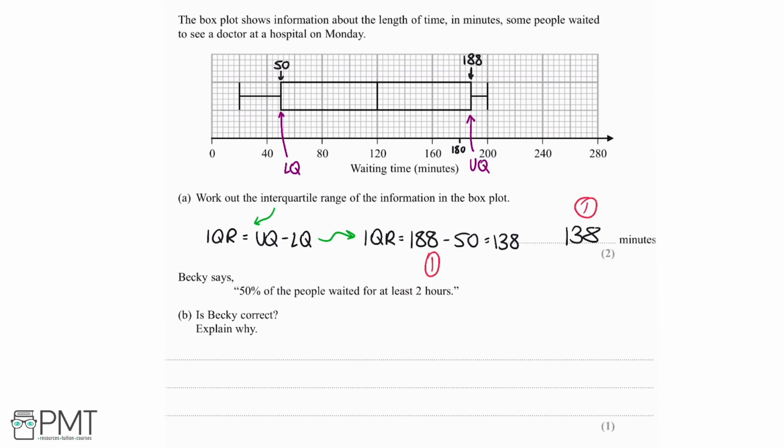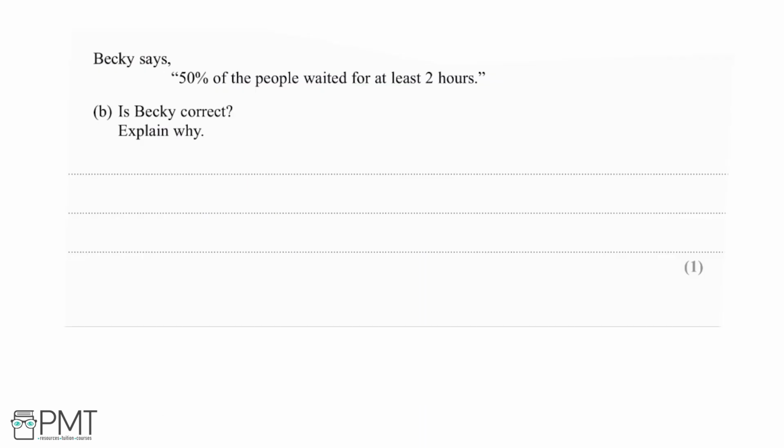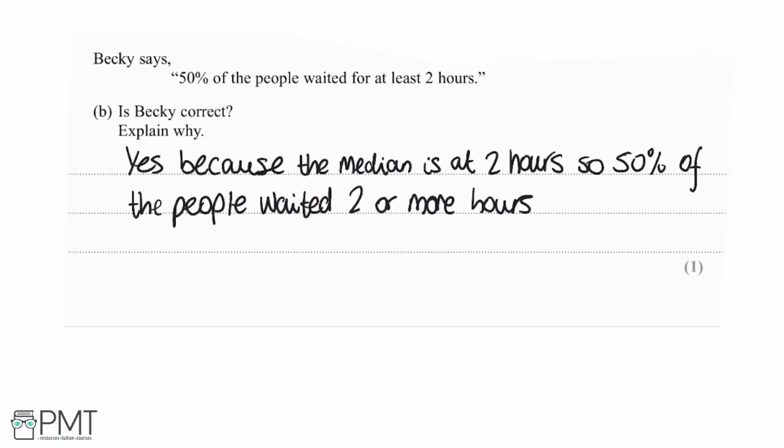So this means that 50% of the people waited more than 2 hours, and 50% of the people waited less than 2 hours. If we look at the statement, Becky said that 50% of the people waited at least 2 hours. So yeah, Becky's correct, because the median is at 2 hours. So that means that 50% of the people waited 2 hours or more. Because look at the box plot, we can see from the median at 2 hours or 120 minutes, and it spans all the way up to the highest value at 200. So 50% of the people are within that range there. So it follows that Becky's correct. They waited for at least 2 hours. And if we get a statement, something like that, we get 1 mark.